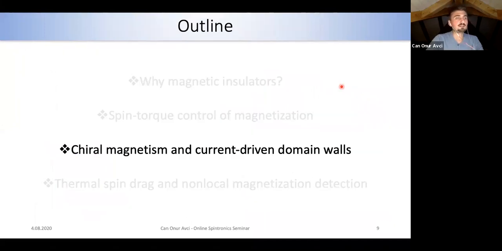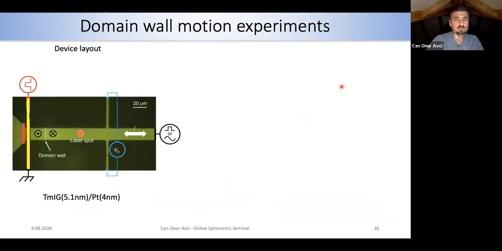So that brings me to my next slide. In this part, I'm going to talk about a new emergent chiral magnetism that we discovered in these very same materials, rare earth iron garnets. And I'm going to discuss some exciting current-driven domain wall motion results.